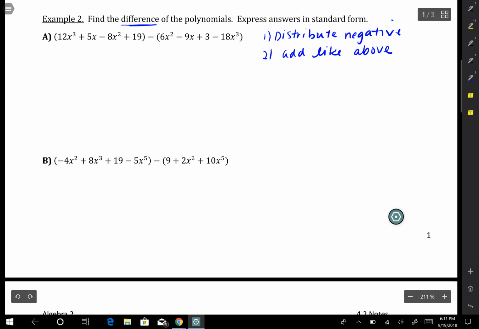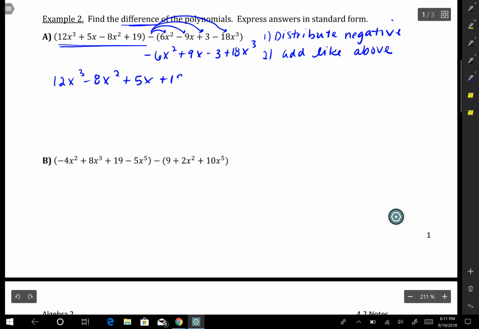Okay, so right here, I'm going to distribute this negative sign into every term, because every term is being subtracted. So that's negative 6x squared plus 9x minus 3 plus 18x cubed. Okay, I'm going to write this first polynomial in standard form. 12x cubed minus 8x squared plus 5x plus 19. And then now that I distribute that negative, I have changed this to an addition problem.